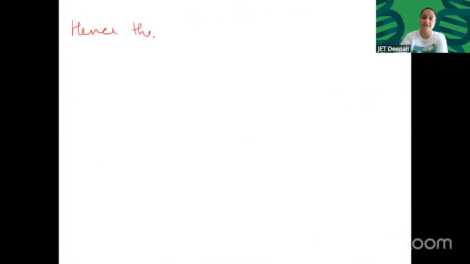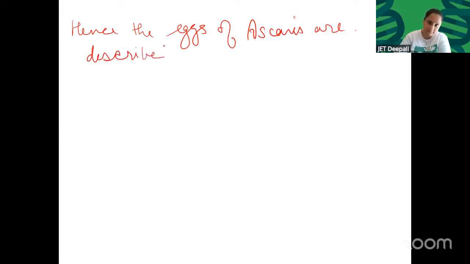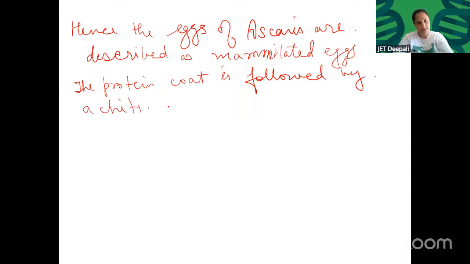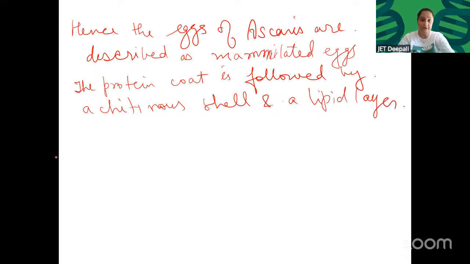Hence, the eggs of Ascaris are described as mammillated eggs. The protein coat is followed by a chitinous shell and a lipid layer. Clear? Normally, this is present. These eggs come out along with the fecal matter.